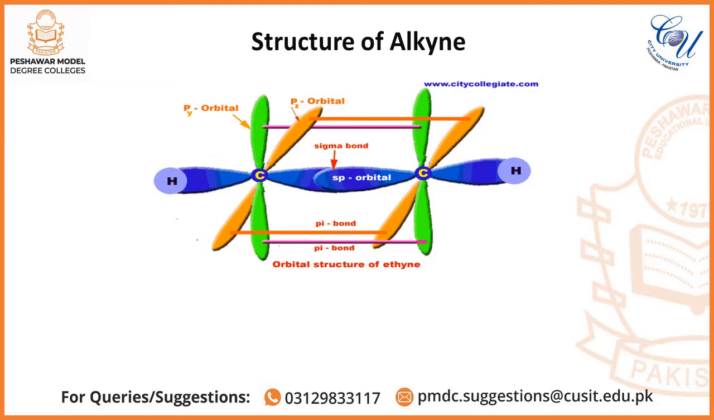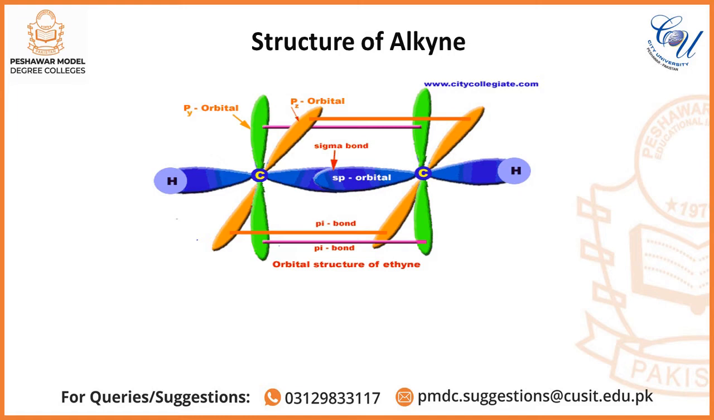One sp hybrid orbital of one carbon atom linearly overlaps with the sp hybrid orbital of the other carbon atom to form a carbon-carbon sigma bond. The other sp hybrid orbital of both the carbon atoms overlaps with the s orbital of the hydrogen atoms to form two carbon-hydrogen sigma bonds. The two unhybridized orbitals, like py and pz orbitals, of both carbon atoms overlap in a sidewise manner to form two pi bonds.